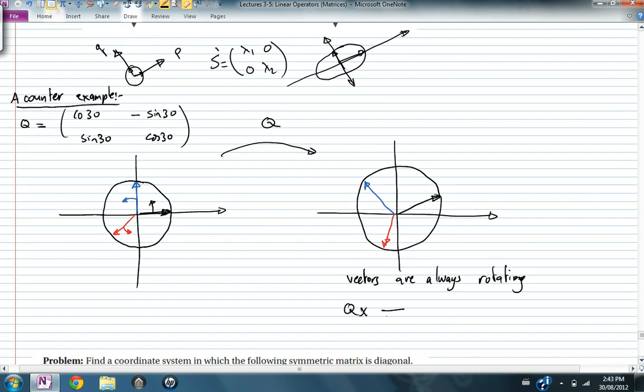Qx is never equal to lambda x, i.e. you can never find a vector x such that Qx equals lambda x. And of course, this excludes the zero vector, because for the zero vector Q multiplied by 0 is equal to lambda multiplied by 0. So we don't really look at the zero vector, we just look at any vector that's not 0, such that when I multiply Q by this vector, I get a vector in the same direction, but rotated.